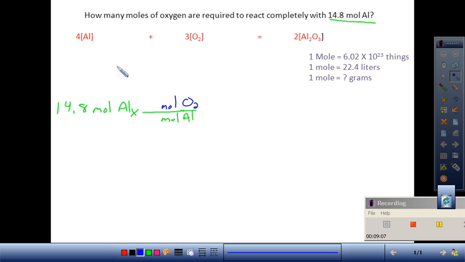I take my numbers from here. So aluminum has a 4 and oxygen has a 3. I'm going to cross off my like units, and I'm going to multiply and divide that out. And again, moles of O2, moles of oxygen, so I'm done.